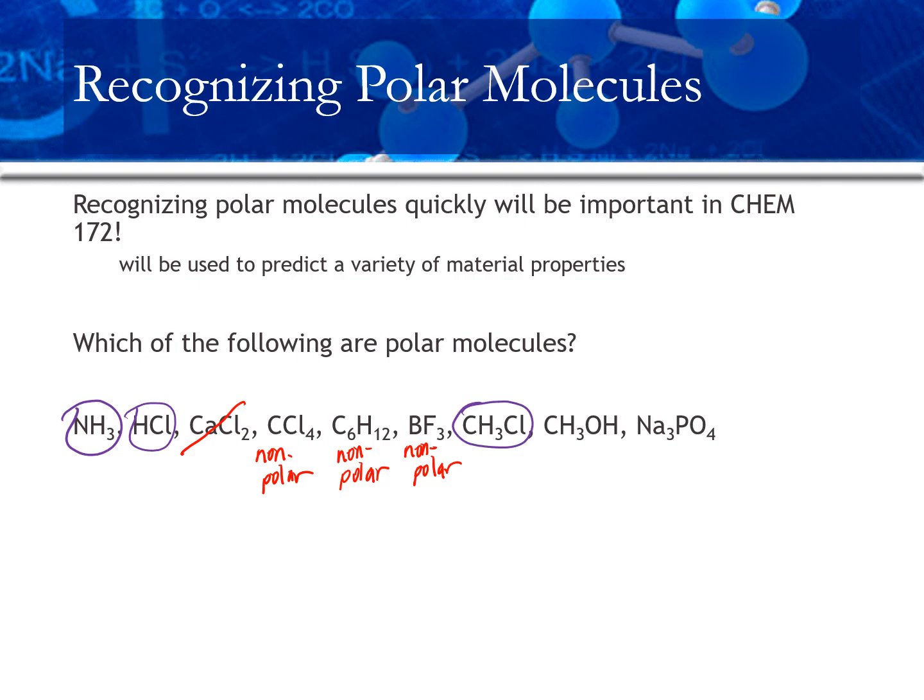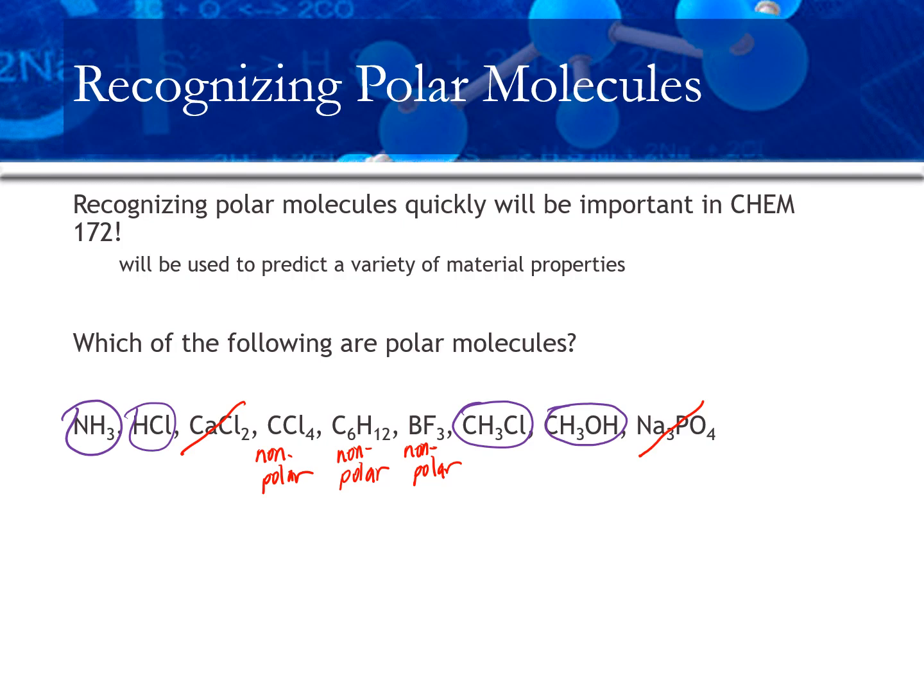Methanol, this is bent around the oxygen. Oxygen is very electronegative, so that bent bond is going to make this a polar molecule. And sodium phosphate, our last example, once again, that's not even a molecule, that's an ionic compound, so it cannot possibly be a polar molecule.